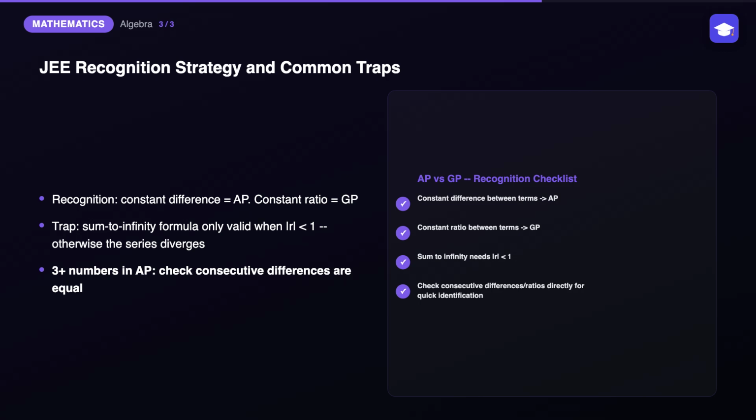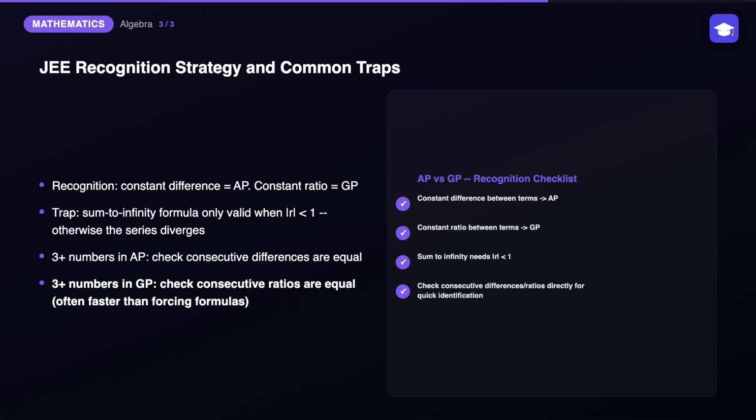Another useful, frequently tested technique: 3 or more numbers are said to be in arithmetic progression if their consecutive differences are equal, and in geometric progression if their consecutive ratios are equal. This direct definition-based check is often considerably faster than trying to force-fit the standard formulas onto a problem.